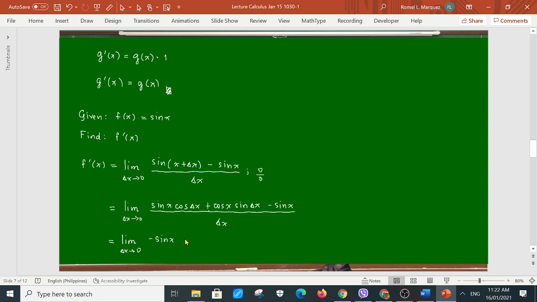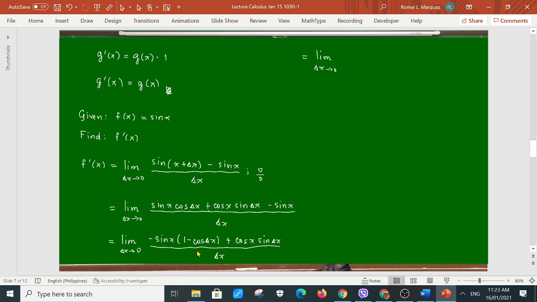If I factor out negative sine x, I will get 1 minus cosine delta x, then plus this part, cosine x sine delta x all over delta x. Okay? So 1 minus cosine delta x over delta x, that's a formula for the limit of trigonometric functions, no? So the limit of that exists.